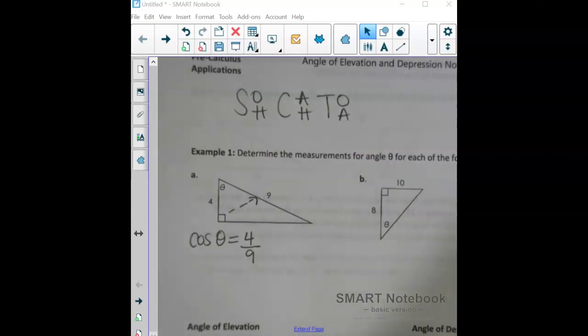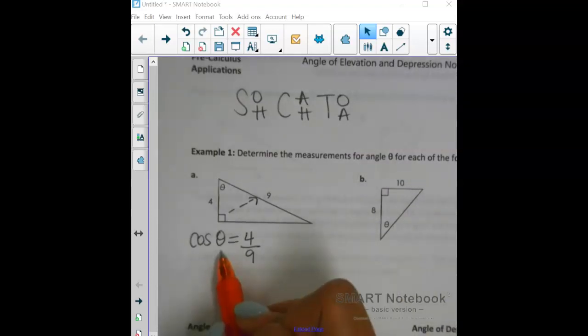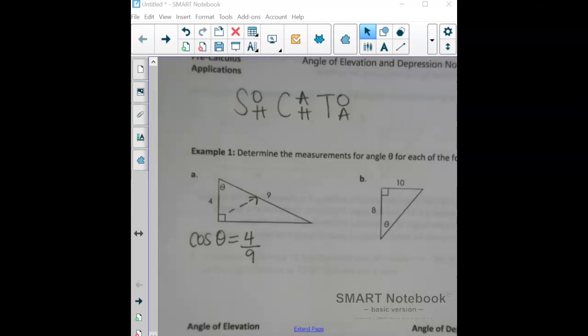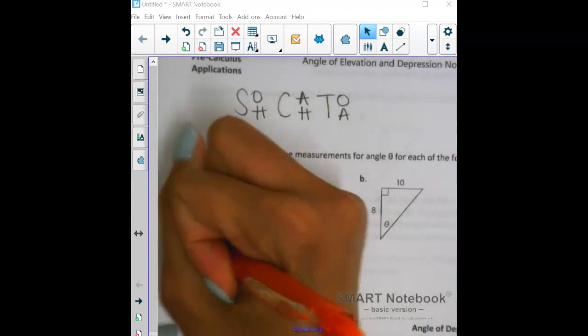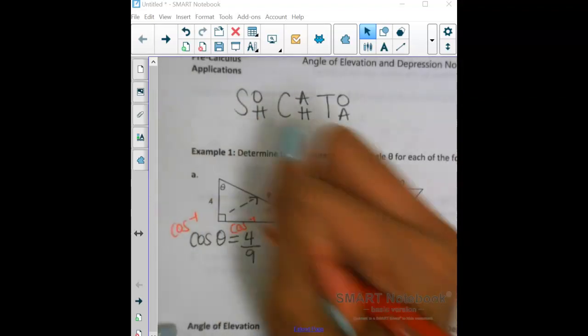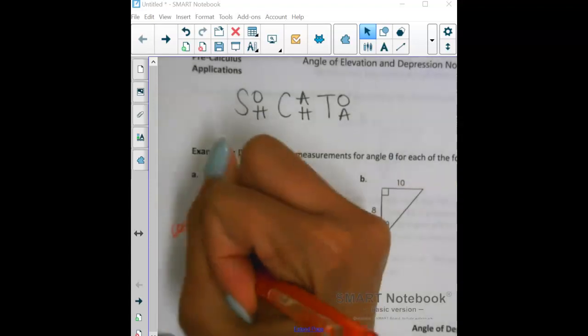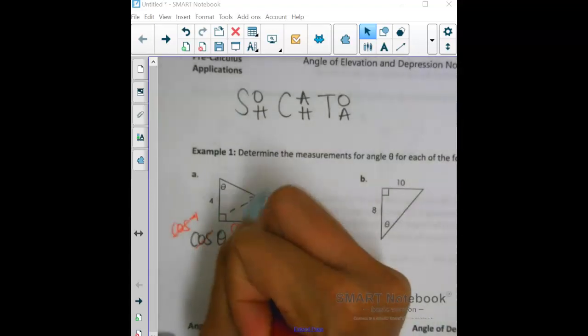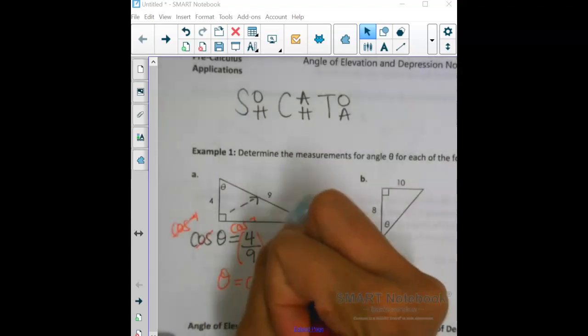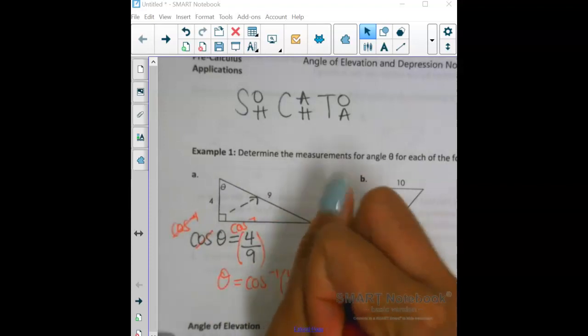If I wanted to solve for theta, I need to do something to cosine to get rid of it. I'll give you a hint. You cannot divide it. Do cosine to the power of -1. That's the inverse. So instead of doing cosine, or dividing it, we're going to do the cosine inverse on each side. When you do that, the cosines are going to cancel, and it's going to leave you with theta will equal cosine inverse of 4 over 9.